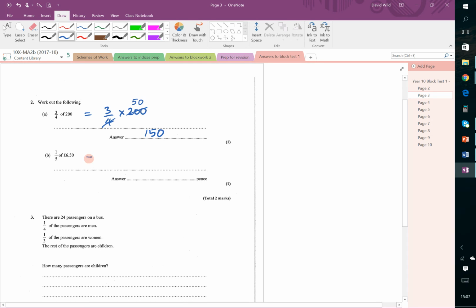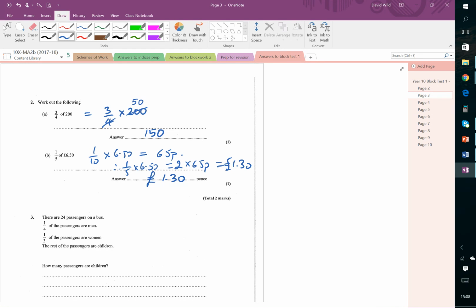The next way, the way I would do this would perhaps be a tenth of £6.50 is 65 pence. So therefore a fifth is twice as much as a tenth, so twice 65 pence, which is £1.30. I would suggest without a calculator, that's probably the best way of doing it. Work out a tenth. In pence, yeah, £1.30, 130 pence. I've given you the answer if you put £1.30.